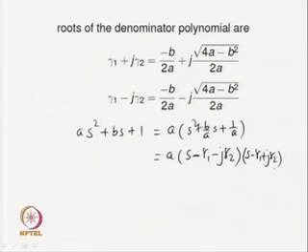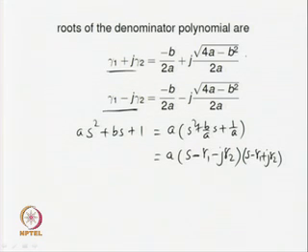I can always factorize this in this form, because using the roots of the denominator polynomial given by gamma 1 plus j gamma 2 is equal to minus b upon 2a plus j times root of 4a minus b square upon 2a. This is the way we find the root of a characteristic equation.